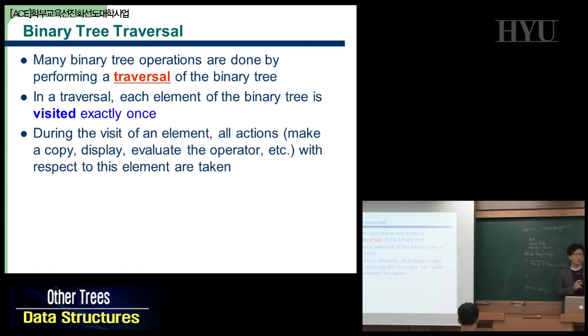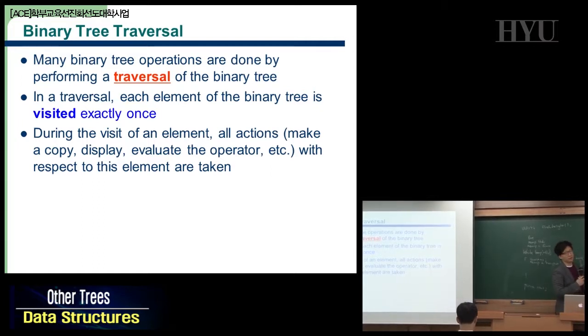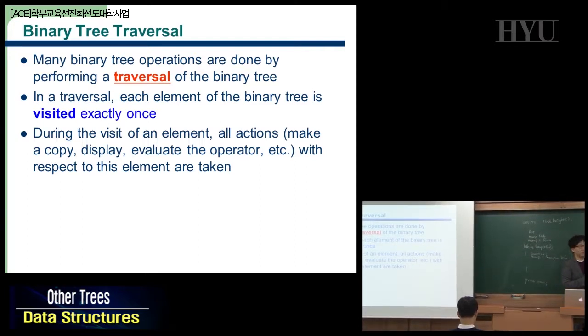Simple words: walk around the tree. Which way should I go first if I'm given a tree? Should I go left first or right first to print the value? Many binary tree operations are done by performing a traversal of a binary tree. You walk around the tree and compare. If you try to compare two binary trees, whether they're equal or not, if I traverse the tree in the same order, then the elements should be in the same order too. If I go left, then the left element should be identical to the tree that I'm comparing to.